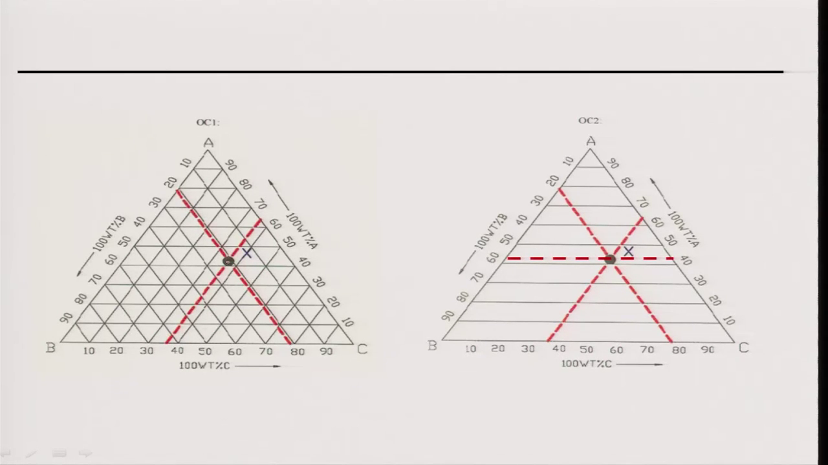See, this is the one I told you, that I draw lines parallel to AB, AC, BC. So these are the two lines you have drawn parallel to. One is with AB, that will tell me C compositions. Another one is parallel to AC, which will tell me B compositions.